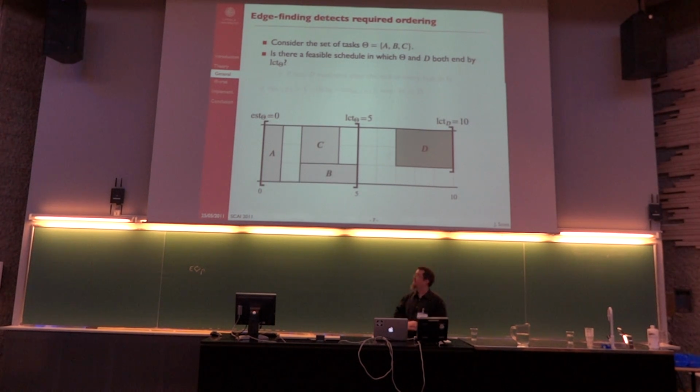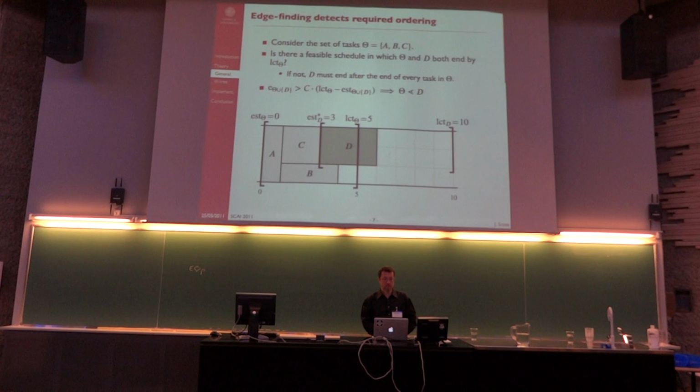of theta? And if we take a look at these tasks, we can clearly see we can shift A, B, and C around, but there's no way that we can shift them around enough for D to be completed by the last completion time of theta. So this means we can conclude that in any feasible schedule, the end of the task D must come after the end of every task in the set A, B, and C. And we can then adjust the earliest start time of D accordingly. So in this case, we see that we could adjust the earliest start time of D to 3.